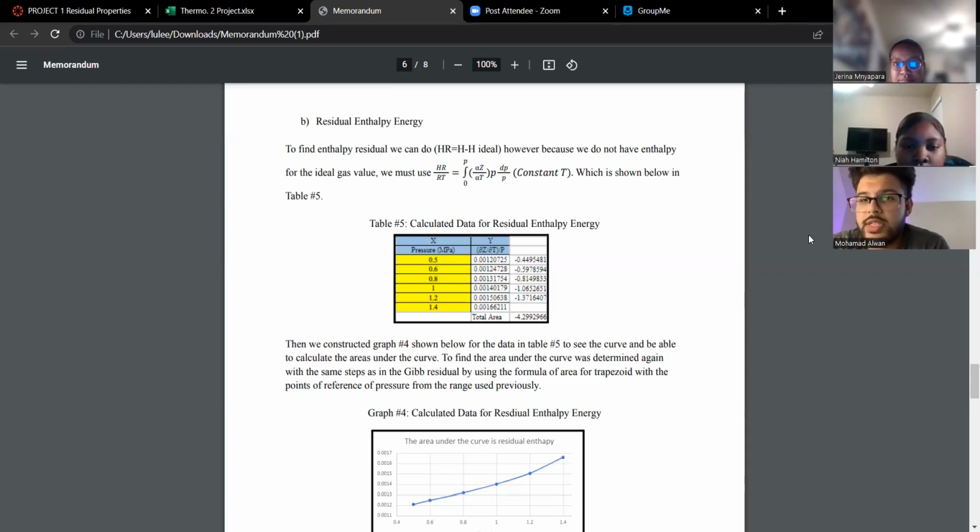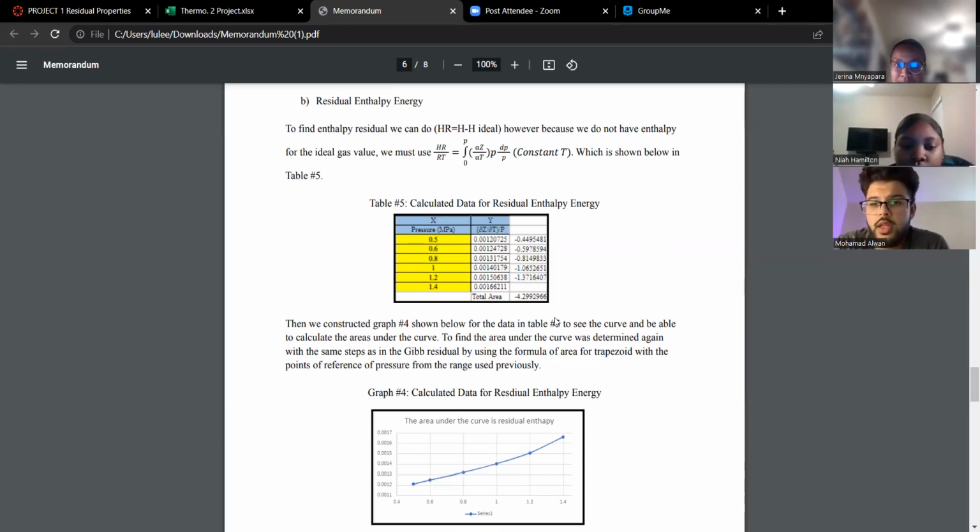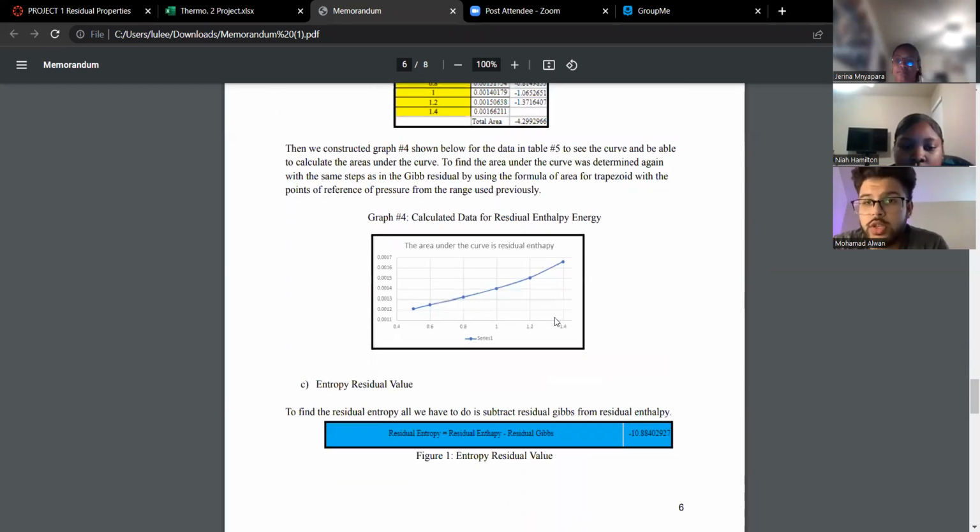In table number 5 is calculated data for residual enthalpy energy, from 0.5 to 1.4, and we get a total of -4.29. Then we constructed graph number 4, shown below for the data in table number 5, to see the curve and be able to calculate the areas under the curve. The area under the curve was determined again with the same steps as in the Gibbs residual, using the formula of area for a trapezoid with the reference points of pressure from the range used previously.